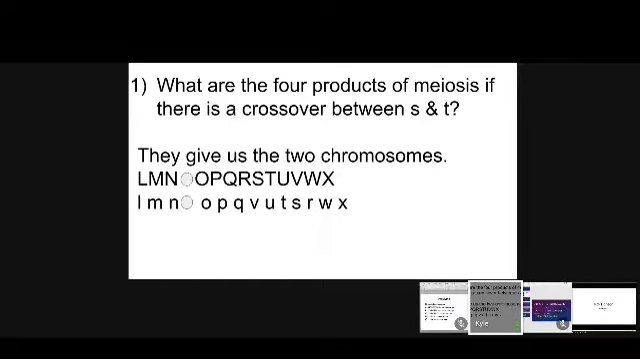All right, for question 1, they want to know what the 4 products of meiosis are if there's a crossover between S and E. And they give us 2 chromosomes, and in the bottom chromosome, from Q to W, there's been an inversion. And so it's going to mess things up a little bit.